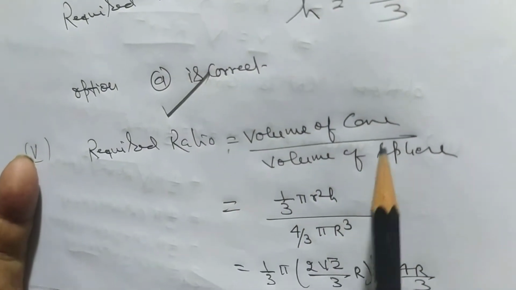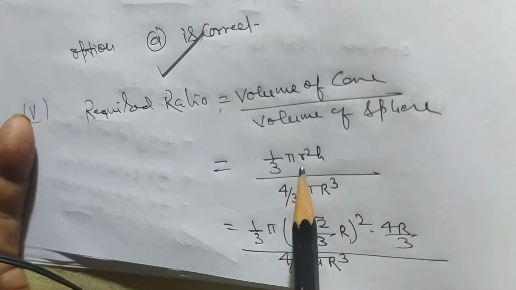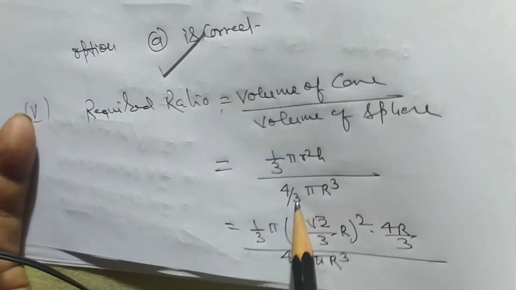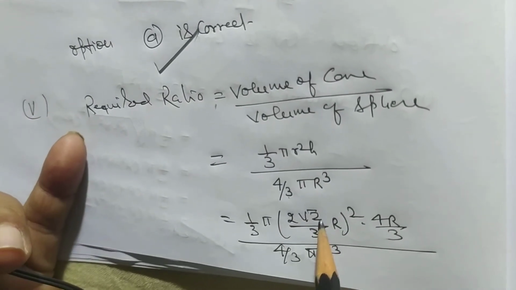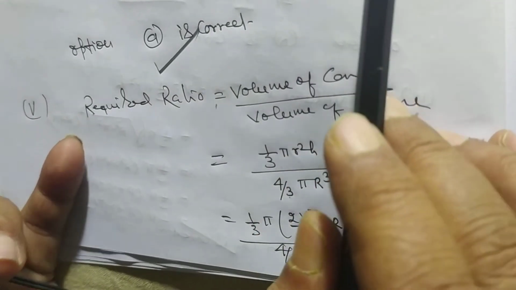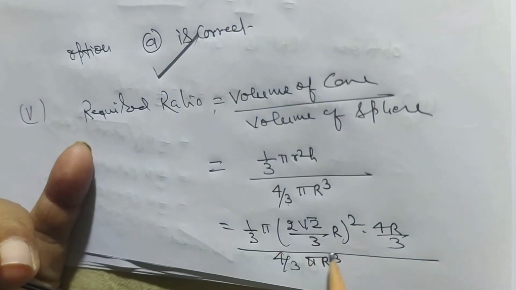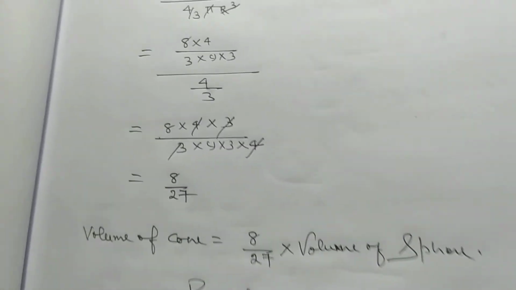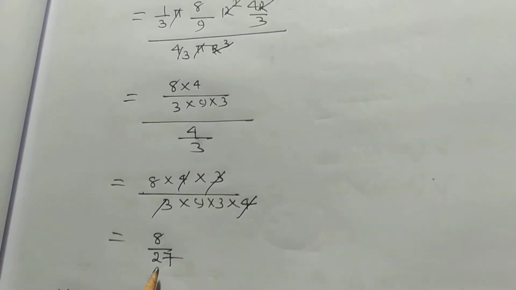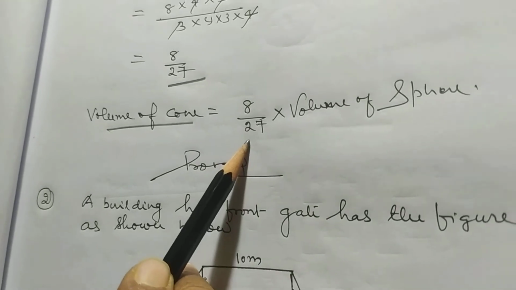Required ratio, volume of cone by volume of sphere. Volume of cone is equal to 1 by 3 pi small r square h. Volume of sphere is equal to 4 by 3 pi capital R cube. Putting the value of small r as 2 root 2 by 3 into R, whole square, and after solving, we will get the ratio as 8 by 27. So volume of cone is equal to 8 by 27 volume of the sphere.